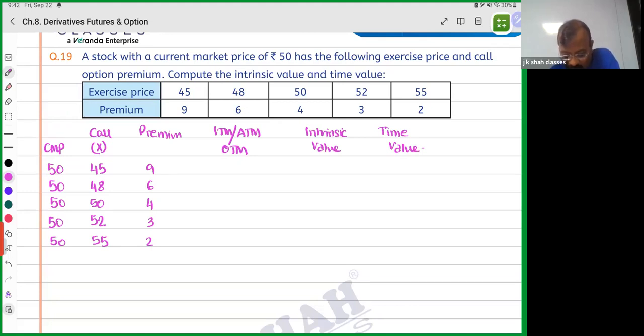See, call with a strike price of 45. This is ITM. अच्छा, ITM है तो इसमें it will have both intrinsic and time, right? So the intrinsic is 5 and 4 rupees is the time value, and here intrinsic is 2, 4.